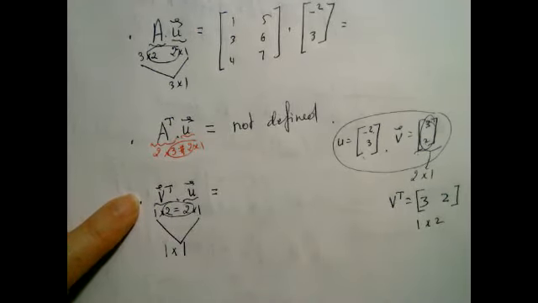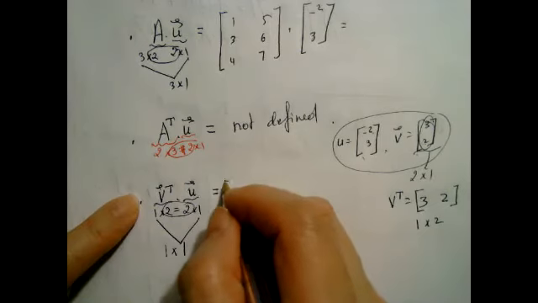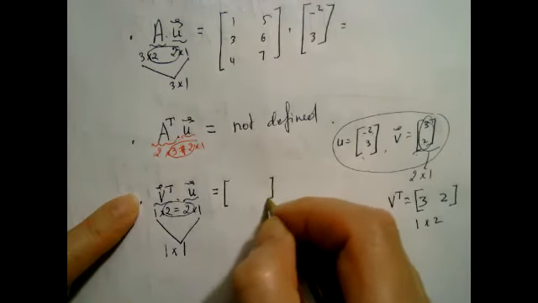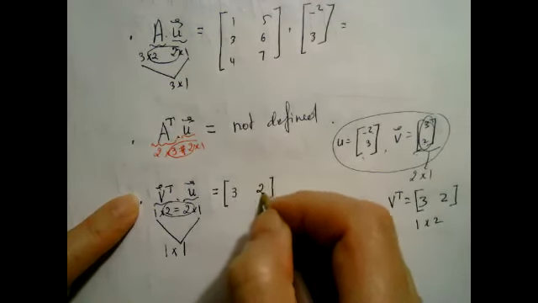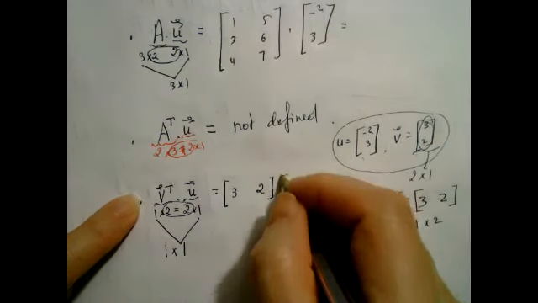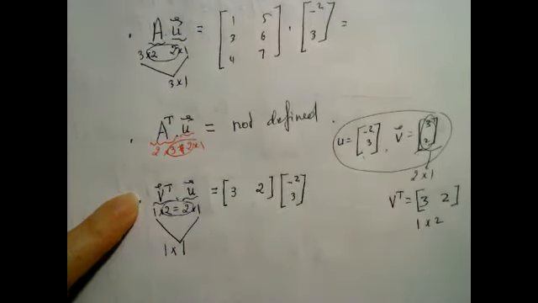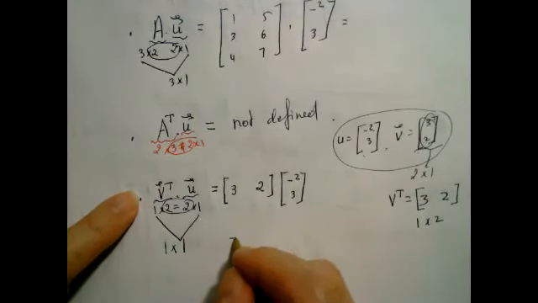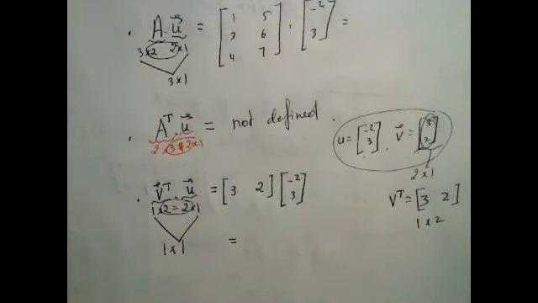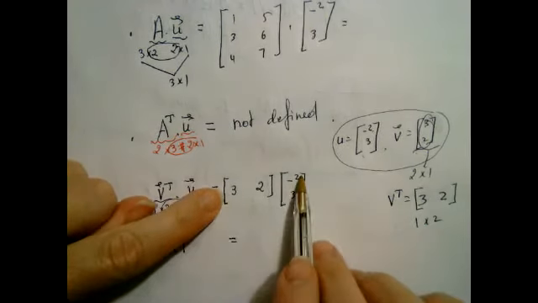Now let us perform the multiplication. V transpose is 3, 2, and I multiply it by minus 2 and 3. And this should give me what? 3 times minus 2.